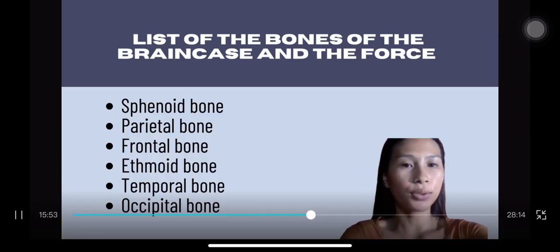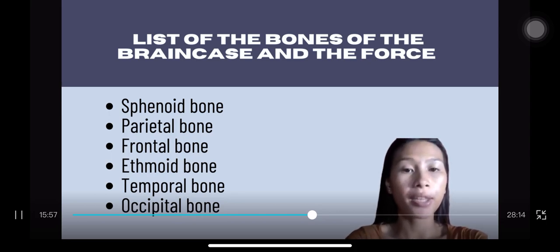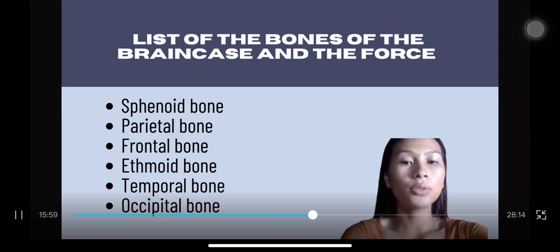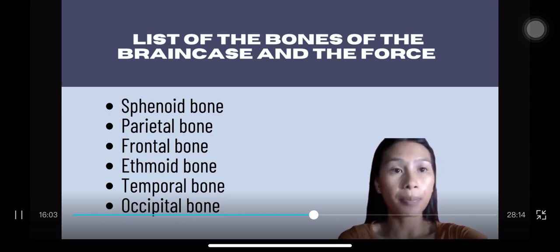We have also the list of the bones of the brain case. We have the sphenoid bone, parietal bone, frontal bone, ethmoid bone, temporal bone, and occipital bone.